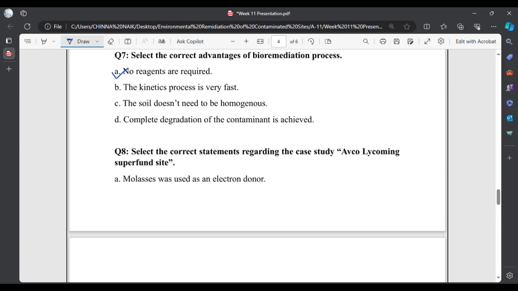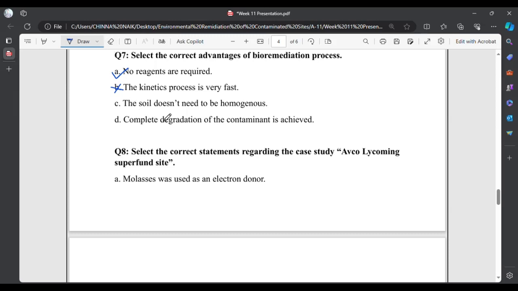And the option, the kinetic process is very fast. Is it true or false? In the bioremediation process, they are saying kinetics is very fast. False, because kinetics is very slow in bioremediation. Microbes will take too much time to degrade contaminant. It is a very slow process.